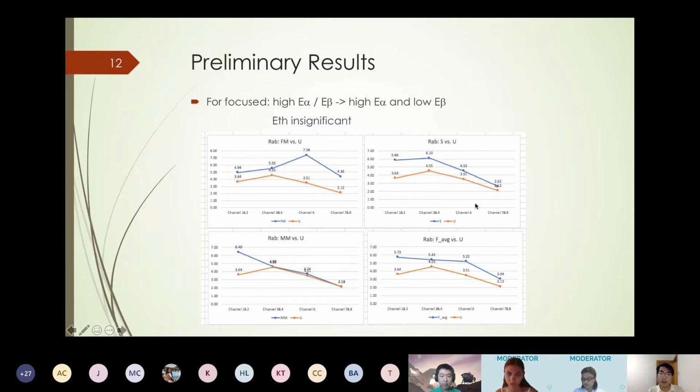And here are 4 graphs that compare the ratio between alpha energy and beta energy across different focused activities versus the unfocused activity. And as we can see here, except for the mental math, all the other 2 types of focused activities have a significantly high level of RAB, the ratio between alpha and beta, while the other band energies, such as theta energy, prove to be insignificant as they provide indistinguishable results between focused activities and unfocused activities.